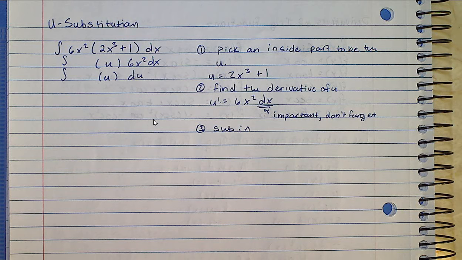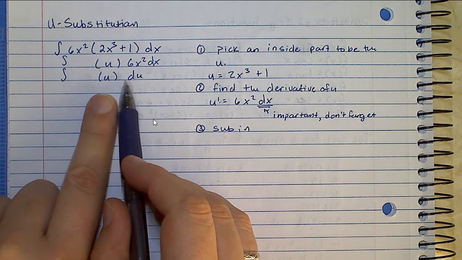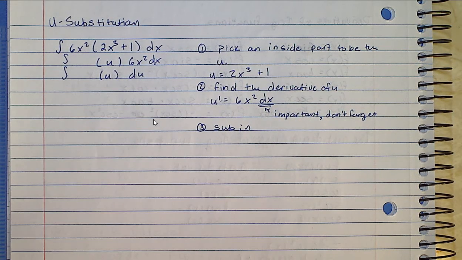So now I'm going to integrate u, just plain u. If I'm finding the antiderivative of u, what would it be? So now you're switching gears again from derivative to antiderivative. It would be u squared over 2, and then I've got to add the plus c.